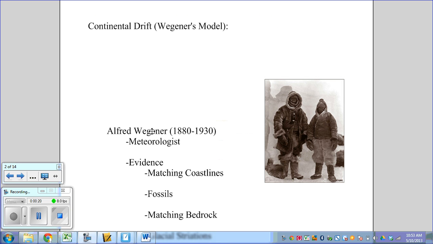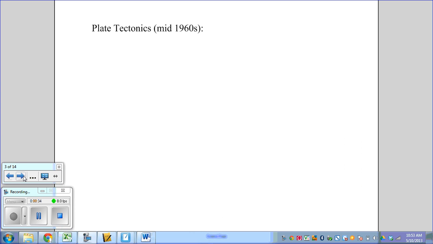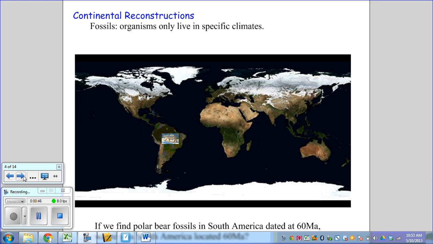Quick review: Alfred Wegener's model of continental drift entailed the idea that the continents move. He had 4 pieces of evidence that you can see at the bottom here: matching coastlines, matching fossils, matching bedrock, and the idea that glacial striations match up when you put Pangea back together. Plate tectonics is different. Plate tectonics not only deals with the movement of continental crust, but it also entails all physical features and phenomena of the Earth, including earthquakes and volcanoes.